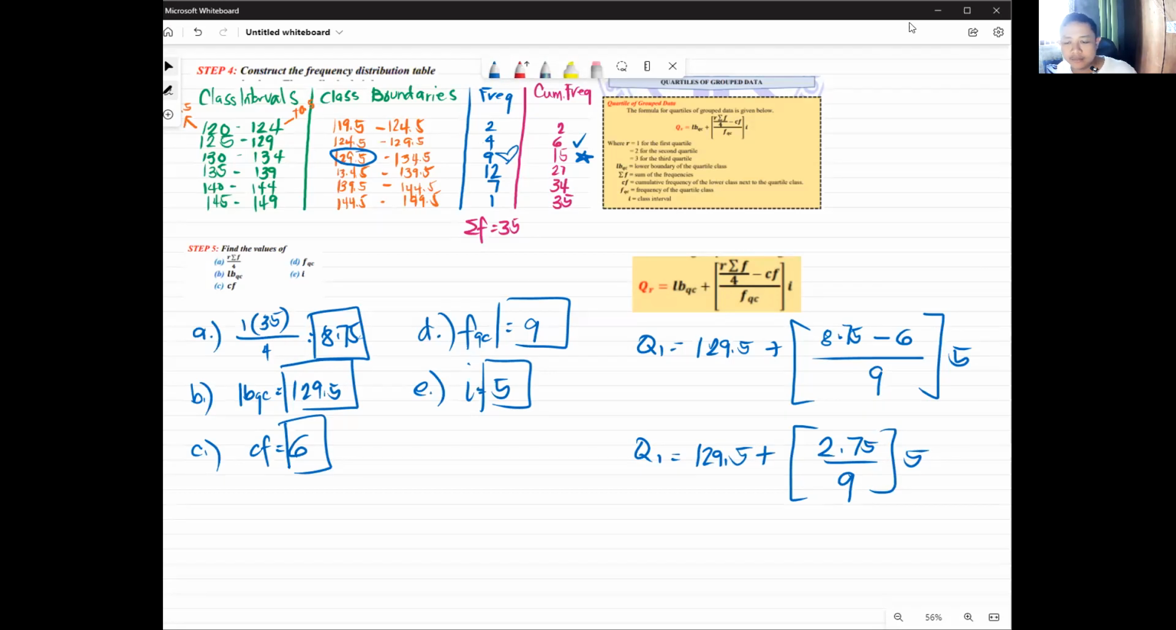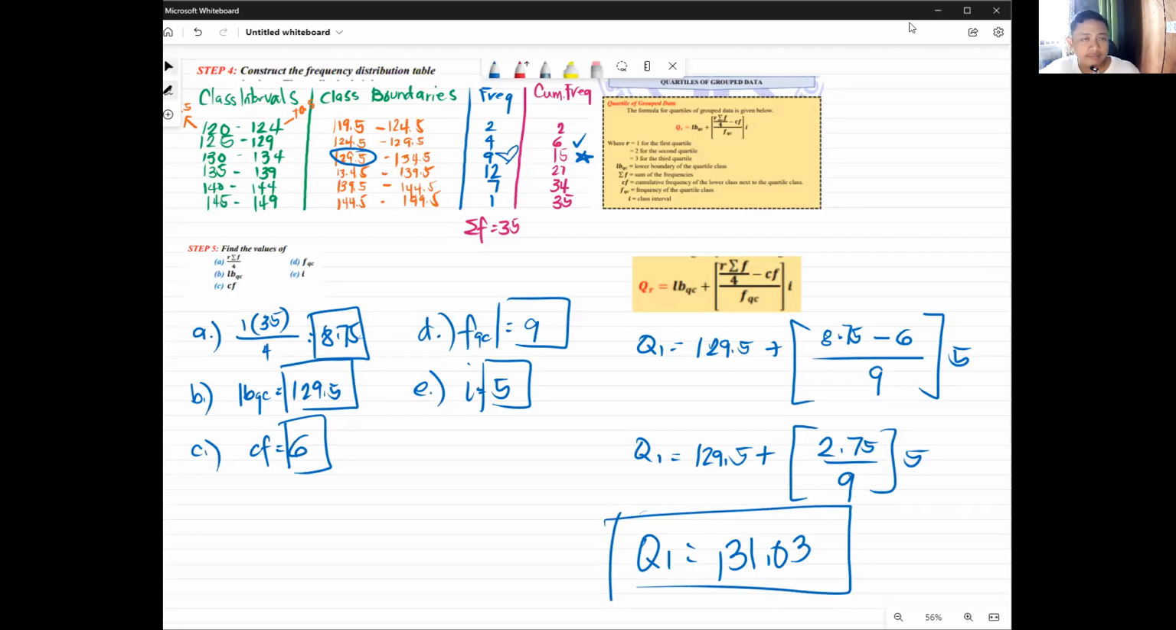Sir, yung class interval po ba, constant po is 5? Not naman. There are times that the class interval is 3. Sometimes it's 7. So, depende pa rin siya kung ano yung masasolve mo. Okay. So, your classmates already got the correct answer. And our first quartile is 131.03. So, that's our first quartile.